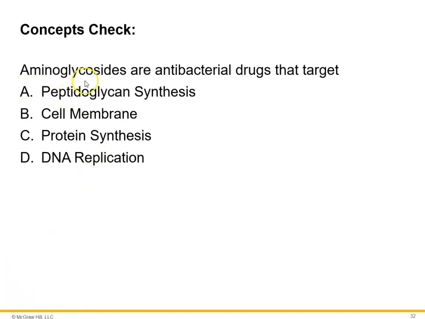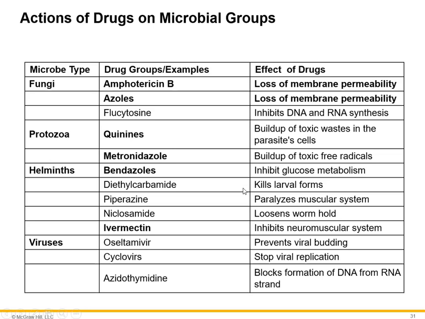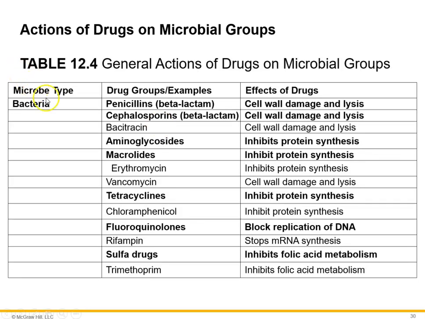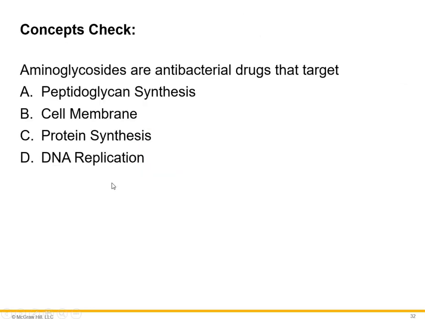Okay, question. Aminoglycosides are antibacterial drugs that target, okay, and if we go back and we look, we remember aminoglycosides are going to be an antibacterial, and they inhibit protein synthesis. So the answer here is C.